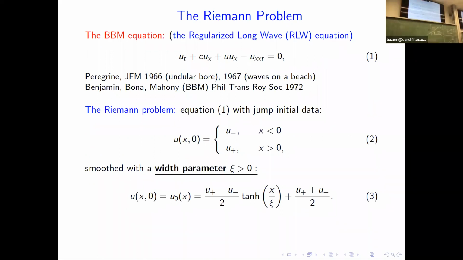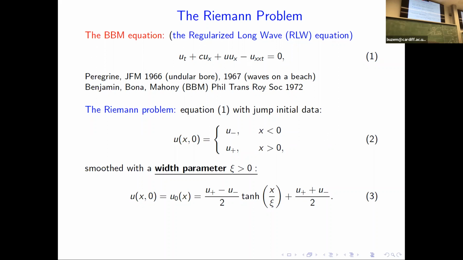So at the top here, I have the BBM equation, and here are the names, Benjamin, Bona, and Mahony, BBM equation from 1972. And it looks a little like the KdV equation. There's an additional linear transport term, the cux term. But the dispersive term, instead of having three x derivatives, has xxt, so two x and a t derivative. And in fact, in the long wave limit, it's equivalent in the asymptotics to the KdV equation.